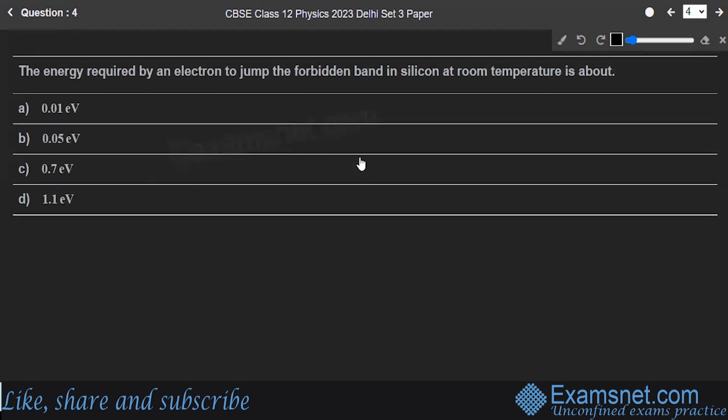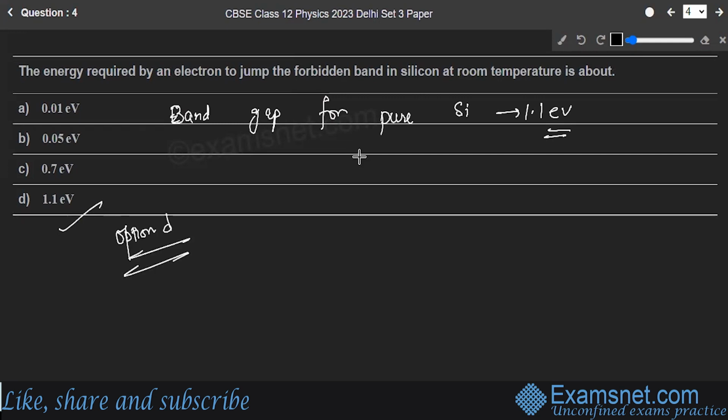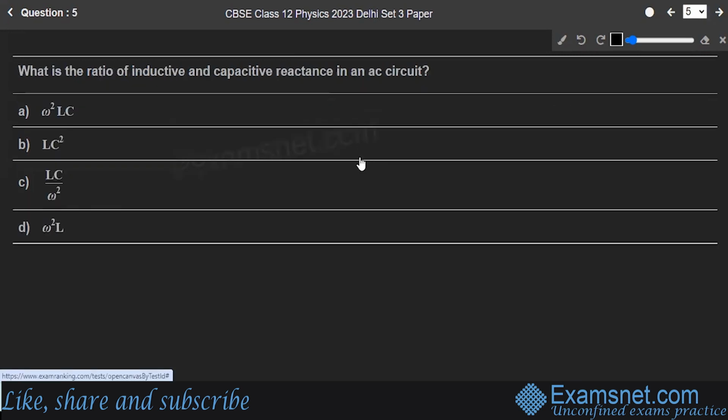Next is question number 4. The energy required by an electron to jump the forbidden band in silicon at room temperature is how much? See, the band gap or forbidden gap for pure silicon is 1.1 electron volt. So this much energy is required for an electron to jump the forbidden band in silicon at room temperature. That makes option D the right answer. Hope you understood this. Next is question number 5.